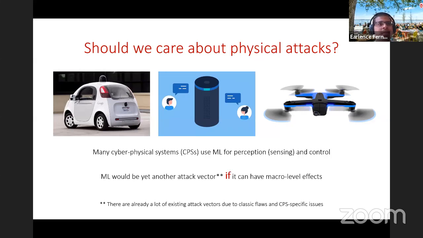But the new thing is that, if these machine learning attacks can have an end-to-end effect, then it becomes yet another attack vector that we have to take into account in our threat model as defenders when we are trying to design robust physical systems. So all of the work in understanding these physical attacks, I view it as kind of taking a first step towards this larger question of whether we should care about these adversarial example or physical machine learning attacks at all.